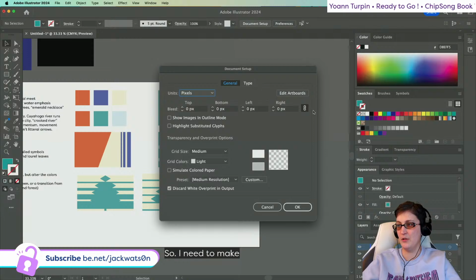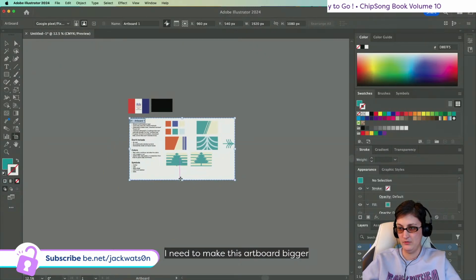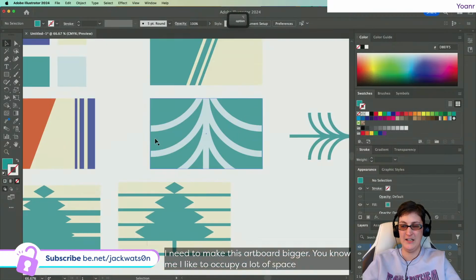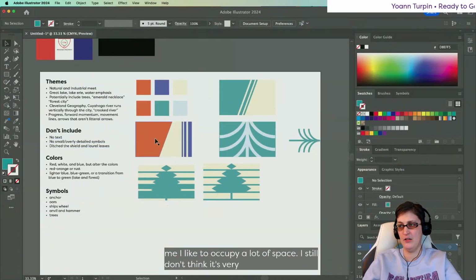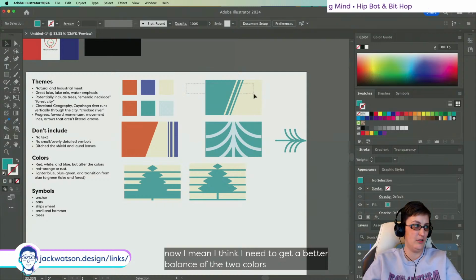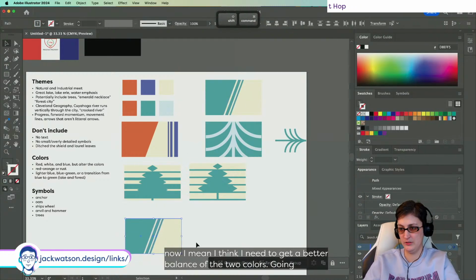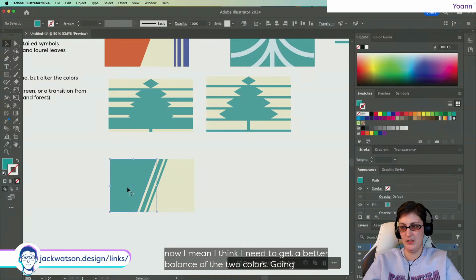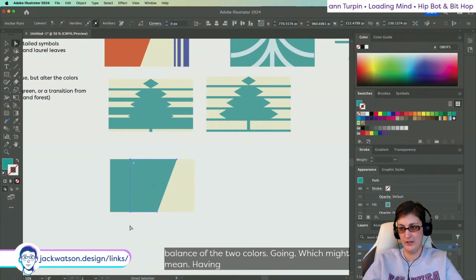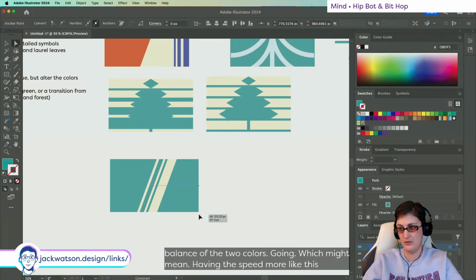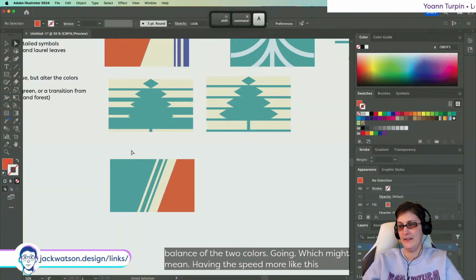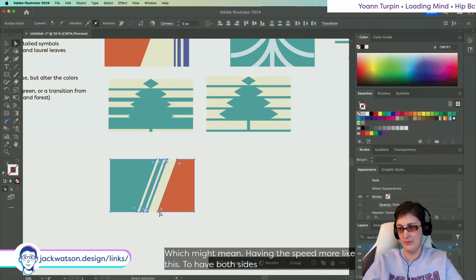I need to make this artboard bigger. You know me, I like to occupy a lot of space. I also don't think it's very balanced right now. I think I need to get a better balance of the two colors going. Which might mean having this be more like this, to have both sides represented a little bit better.